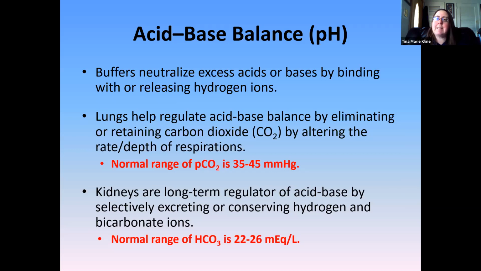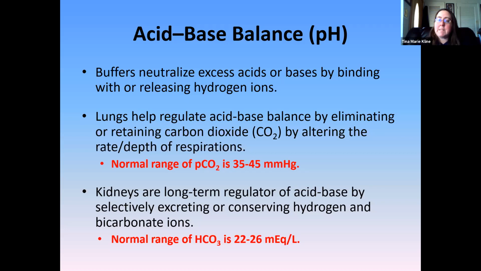if I have too much acid in my body, my lungs want to get rid of that acid. So when I breathe in, I'm breathing in oxygen. When I breathe out, I'm breathing out CO2. So if I have too much CO2 in my body, my lungs want to get rid of it. They're going to do it by increasing the respiratory rate and increasing the respiratory depth to blow out that CO2. Okay, that concept is called compensation.